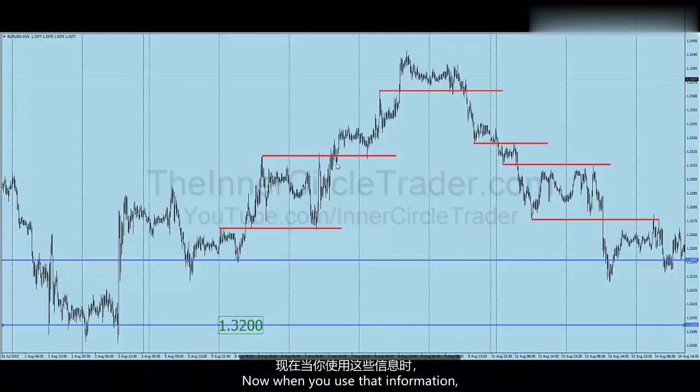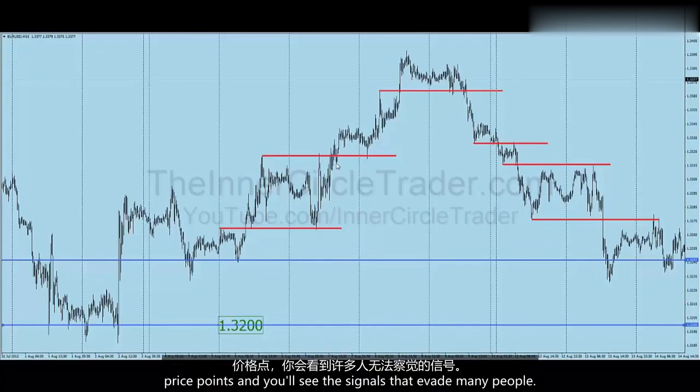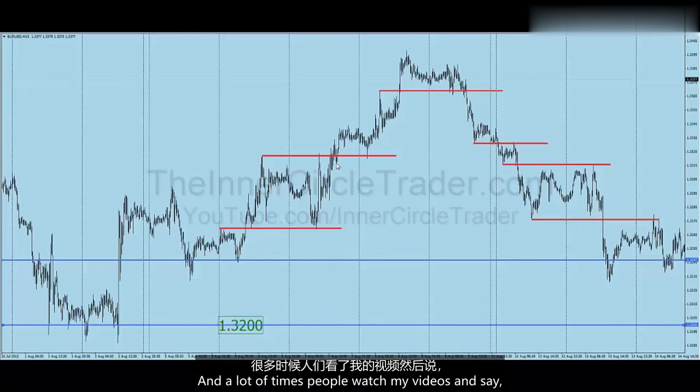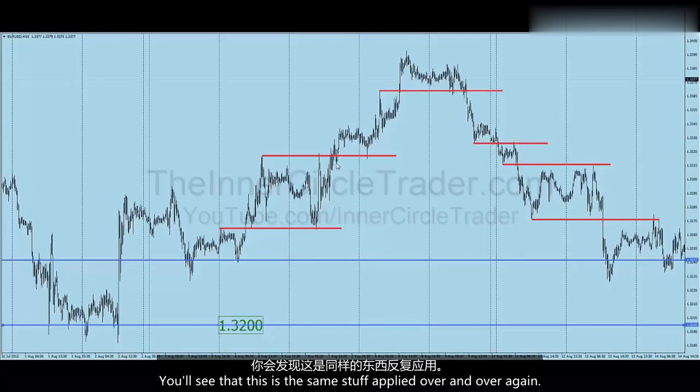Now, when you use that information, you'll be able to pull your fibs from these particular price points, and you'll see the signals that evade many people. A lot of times people watch my videos and say, well, it looks like hindsight to me. You'll see that this is the same stuff applied over and over and over again.